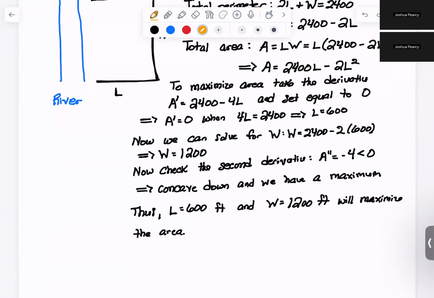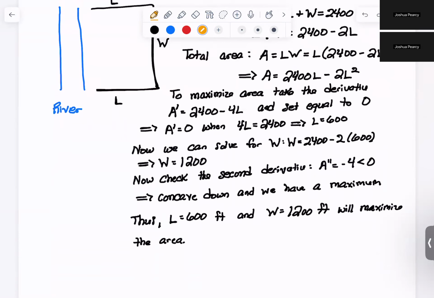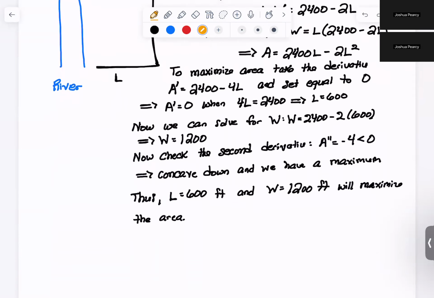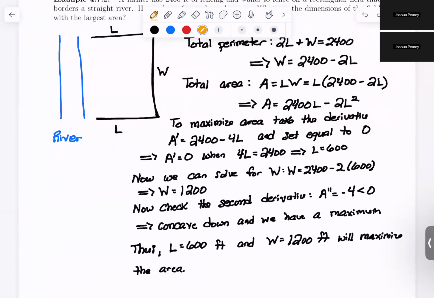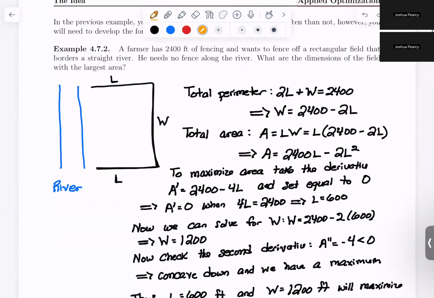And then I set that equal to 0 and solve. Whenever I set this equal to 0, this happens whenever 4L is equal to 2,400. I can just divide both sides by 4 to solve for L, and L is 600. So now we know what the length of the field should be.